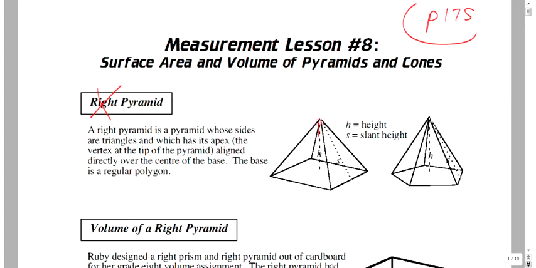The height is always from the dead center of that pyramid to the top, straight up and down. There's a right angle there, okay? This is a different measurement. They're going to call it S. That's the slant height of one of its triangular sides. We'll talk more about that in a sec.